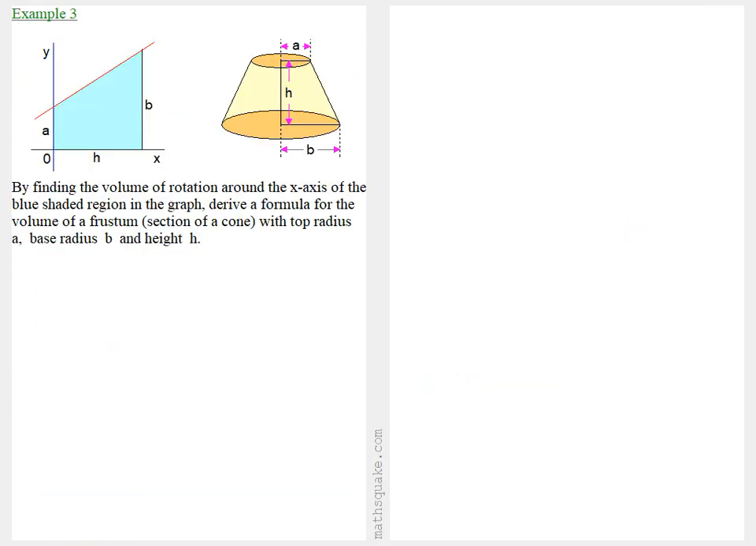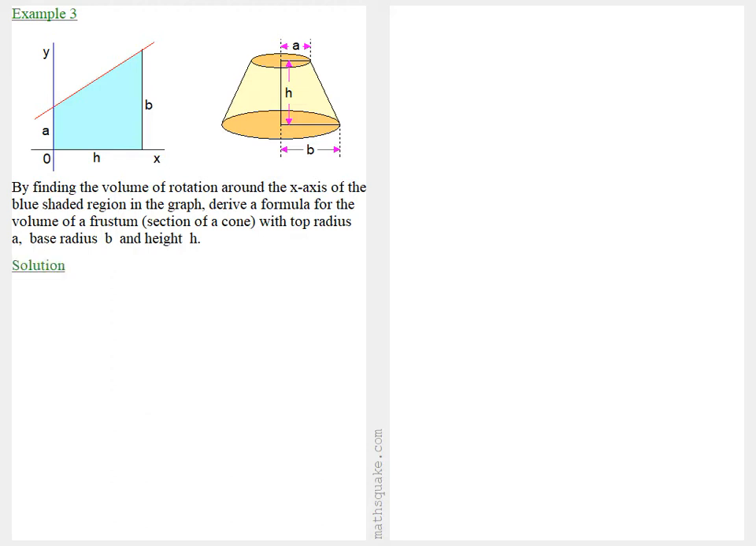In example 3, if we rotate the blue shaded trapezium 360 degrees around the x-axis, we end up with a shape that's a part of a cone, called a frustum. So, by finding the volume of rotation around the x-axis of the blue shaded region in the graph, derive a formula for the volume of a frustum, that is, a section of a cone, with top radius a, base radius b, and height h.